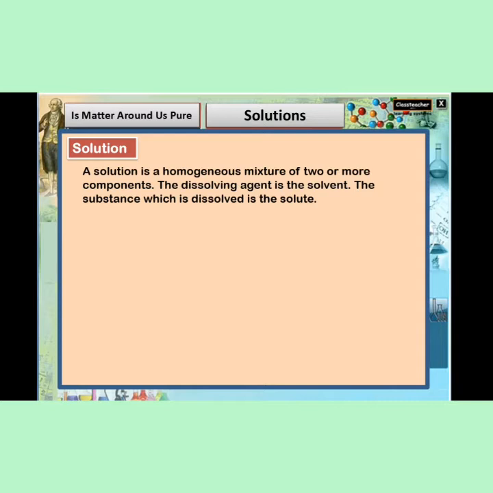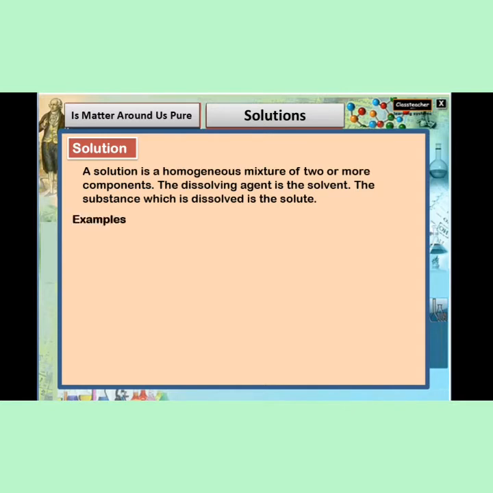Now again one question will come: how can we say that a solution is homogeneous? For example, if we take a sugar solution, that is, we mix a little amount of sugar in one glass of water, we'll observe that the taste of sweetness is maintained thoroughly. The uniform taste will be maintained uniformly. So as the taste is uniform, this is a homogeneous solution. So properly you can say that a solution is homogeneous.